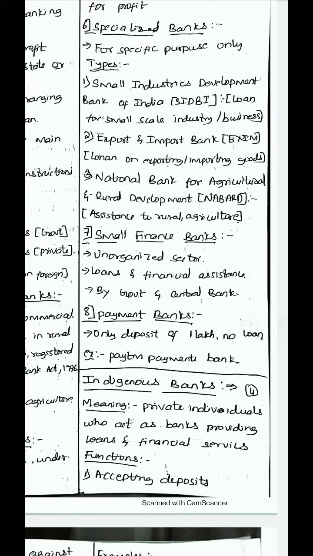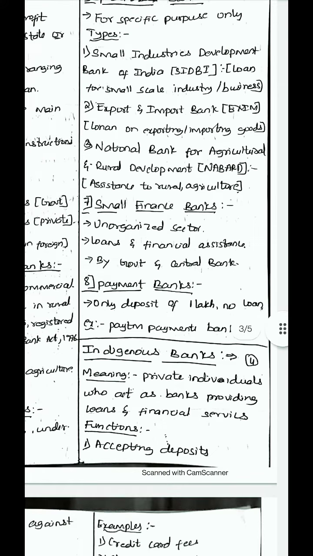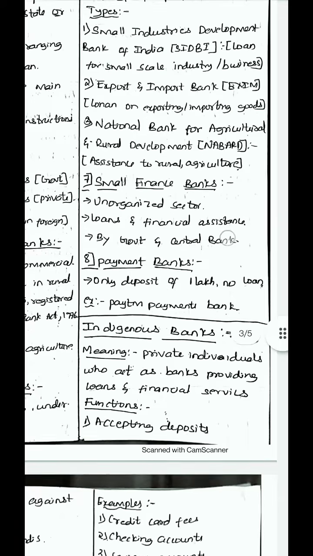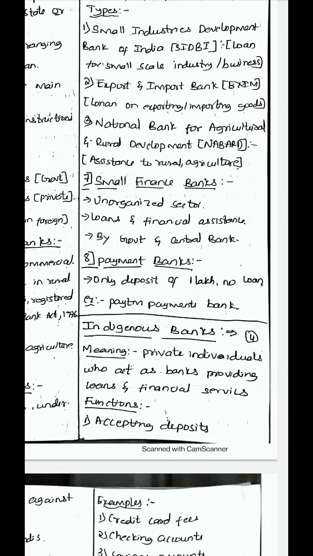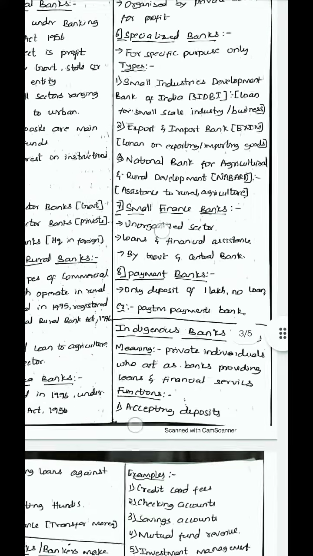Then we have small finance banks. They give financial assistance only to the unorganized sector of India. They give loans and financial assistance to them. They are controlled by government and central banks. Then next we have payment banks. In payment banks only a deposit of 1 lakh can be made and they don't give any loan. Paytm Payment Bank is an example of payment banks. So these are the kinds of banks.